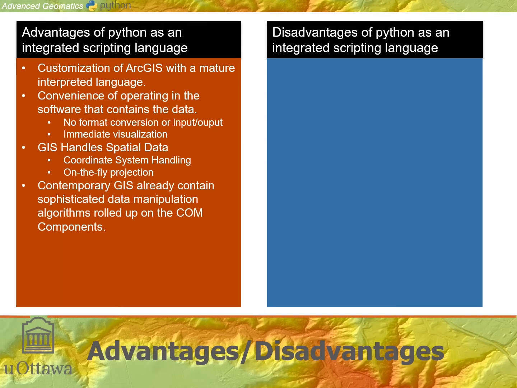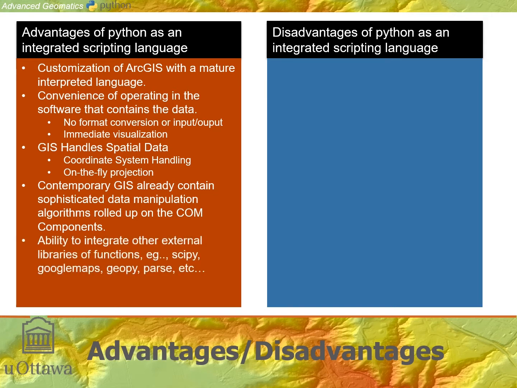And of course, contemporary GIS, like ArcGIS Pro, already contains sophisticated data manipulation algorithms encapsulated within the component objects that they're exposing for use in Python. This means that you're getting probably near the most optimal, fast algorithms for things that ArcGIS does. And that's much easier than writing your own algorithm from scratch, which would probably not be optimal and not work as well.